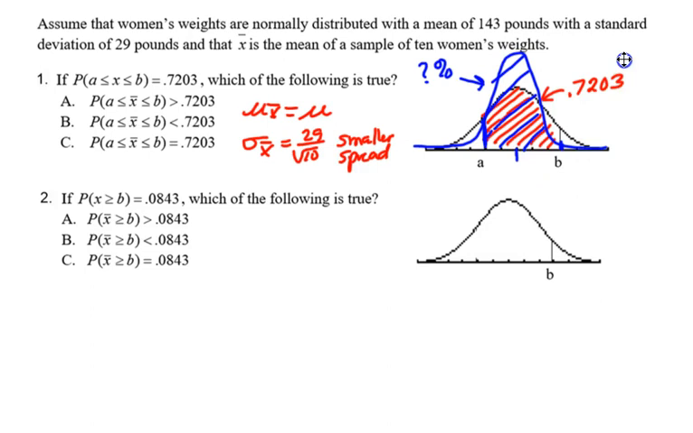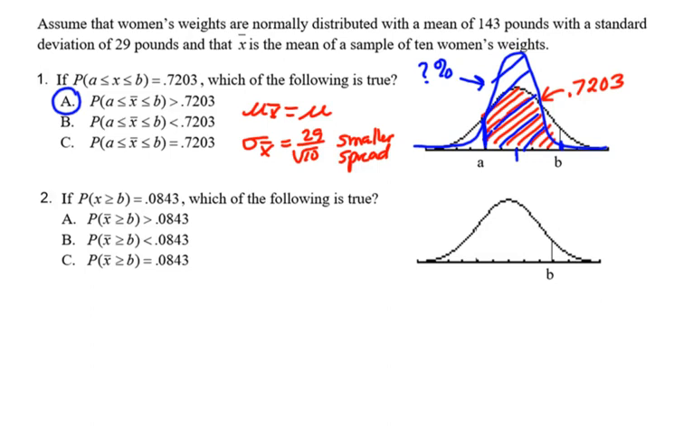So the correct answer is A. The probability that X bar is between A and B is greater than the probability that X is between A and B because X bar, the mean, is going to be closer to the true mean than an individual would be on average.